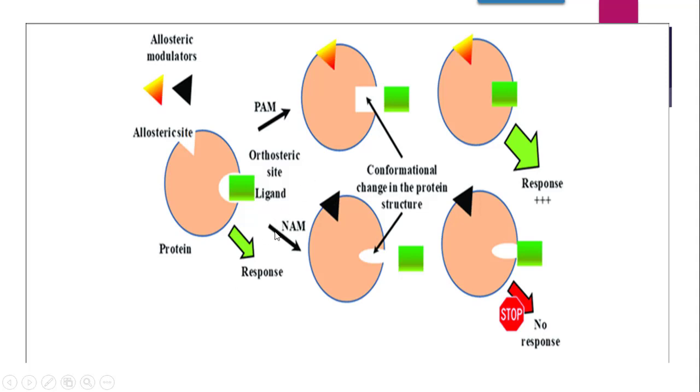Whereas exactly the opposite happens in the case of a negative allosteric modulator. Once the negative allosteric modulator binds at the allosteric site, conformational changes will take place in such a way that the ligand cannot bind to the exact receptor fit. Since the binding is not possible due to the conformational changes caused by the negative modulator, no response will be seen. So this is negative modulation, and this one is positive modulation, which we have seen with the help of the diagram.